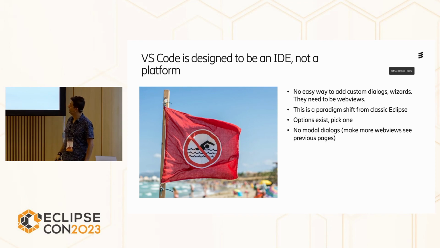VSCode is designed to be an IDE, not a platform. So, you know, dialogues, wizards, all that jazz, they need to be web views, and we need to rethink a lot of these things. Like, Theia allows us to do anything again. So we could do anything. VSCode is a little more restrictive. So aside from that, you have a paradigm shift where we were trying to maintain certain UX flows for our Eclipse warriors, which now needed to be rethought. So yeah, there are options that exist, and the UX nerds out there will be very happy to try these out.